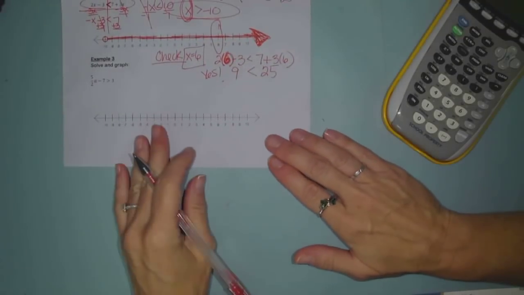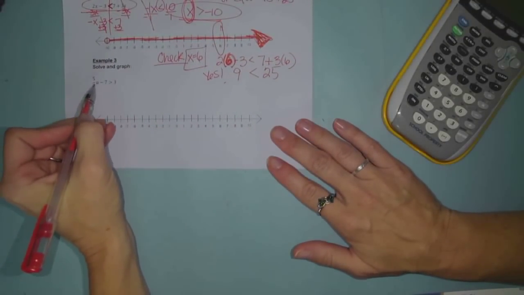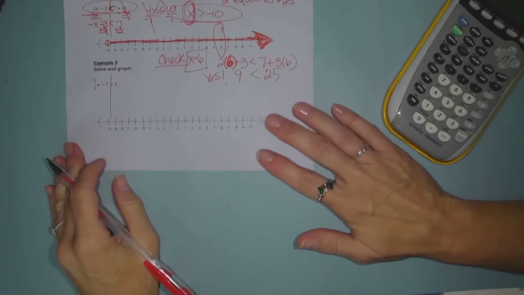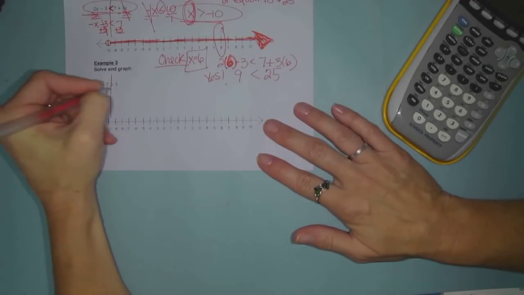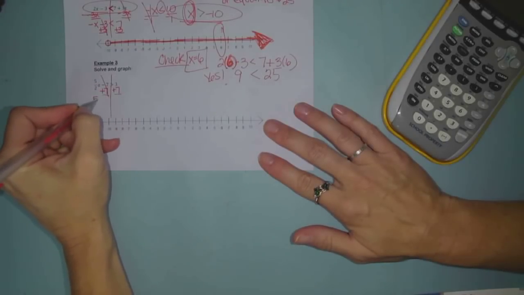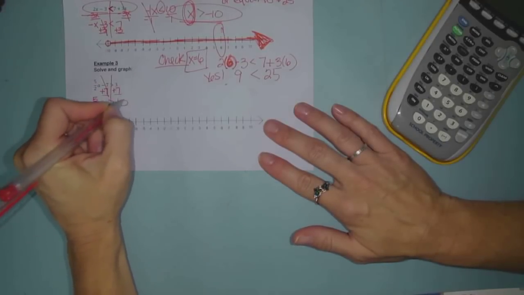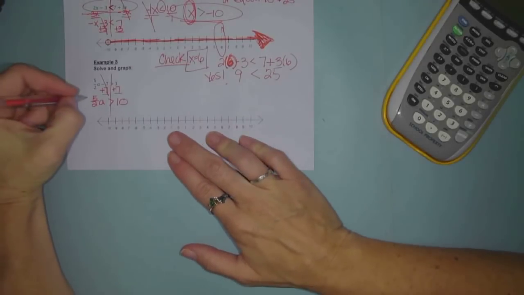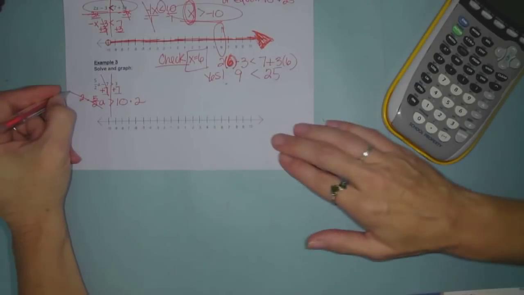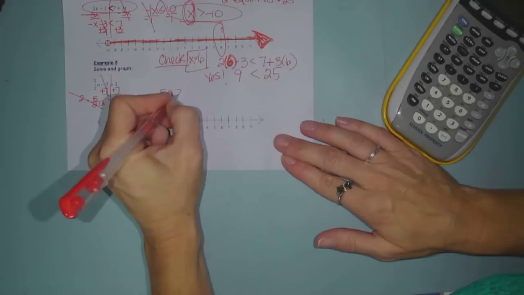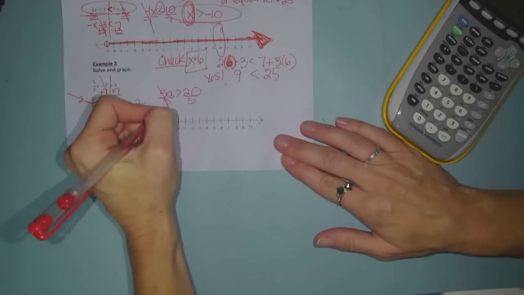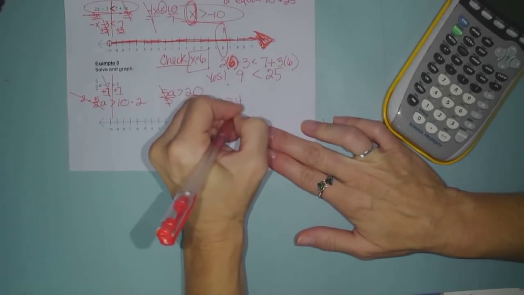All right, example 3, solve and graph. Same idea. 5 over 2a minus 7 is greater than 3. So let's draw that line. Let's go ahead and add 7. This is like getting rid of Uncle Joe. Add 7 to both sides. Cross it out. 5 over 2a is greater than 10. Now we're going to multiply by 2 on both sides so that these cancel. And I have 5a is greater than 20. That's 10 times 2. And now I divide by 5. a is greater than 4.